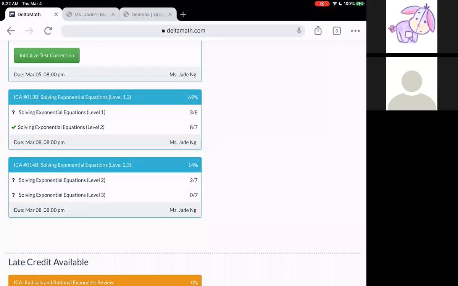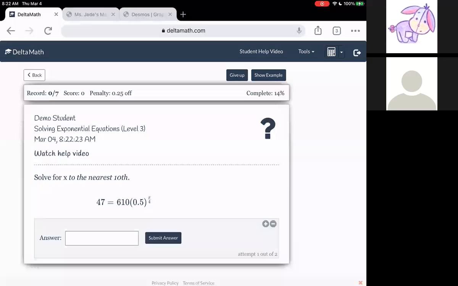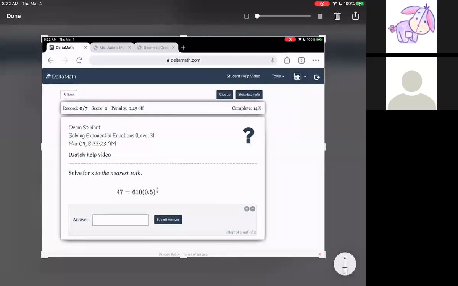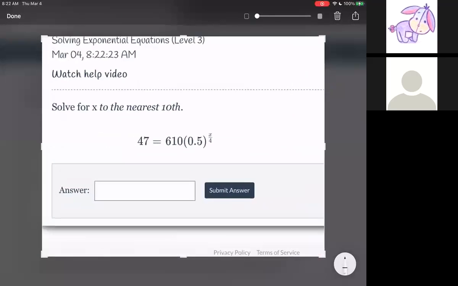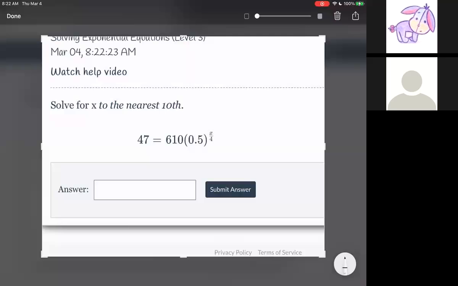So the second category is solving exponential equations level 3. Okay. Solve for x to the nearest tenth. I don't know why level 3 to me looks a little bit simpler than level 2, but maybe you'll think level 3 is harder. I'm not quite sure. I guess it depends on if you hate word problems or if you love word problems. So to me, this looks simpler than level 2, but whatever.